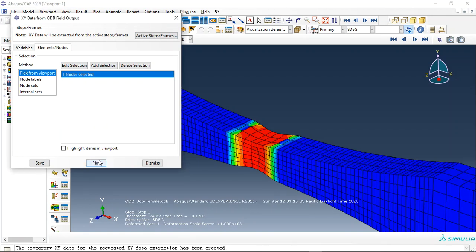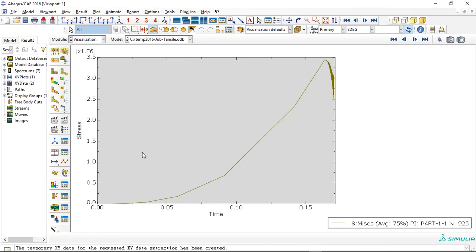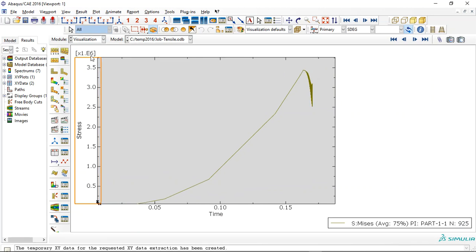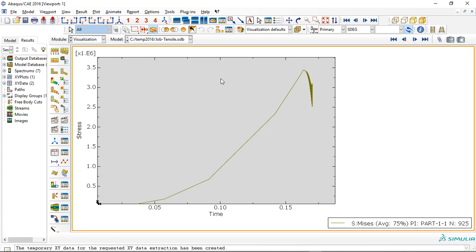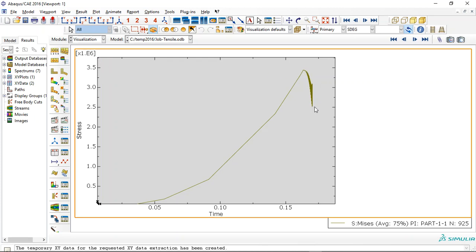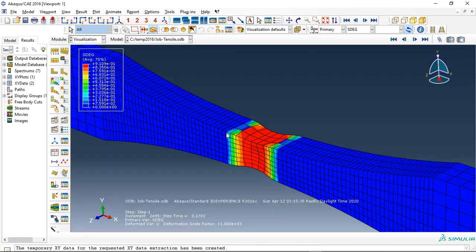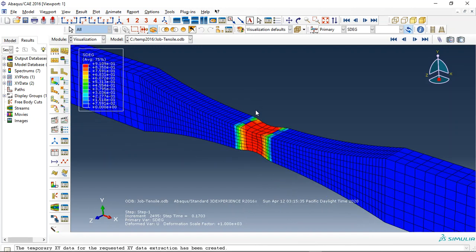And let me create the stress for this point, and you can see the stress now. See, it reaches a maximum of 3.5 megapascal. This is the maximum tensile capacity, and after that we have the decrease, and it means the failure. The failure happened after this stress, the tensile stress. This is the tensile, and we can do the compressive also like this, on the cylinder test or something like that.